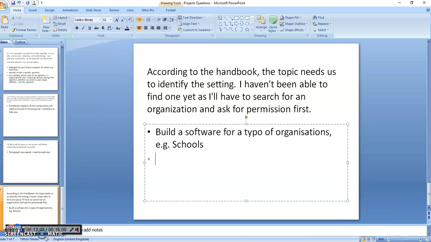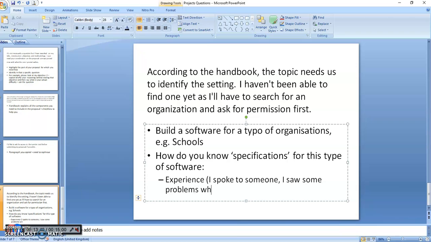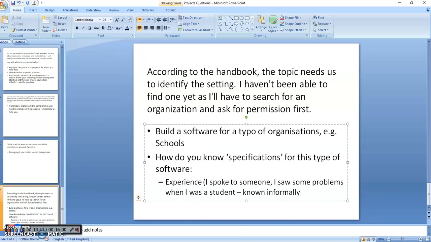Well, first of all, question to you, how do you know the specifications for this type of software? Well, you can answer me, experience. I have some experience. Maybe I spoke to somebody. Well, that becomes your informer, right, for data collection. You spoke to someone. I saw some problems when I was a student. Yes? So this would be something that is known, but is known informally. Okay.